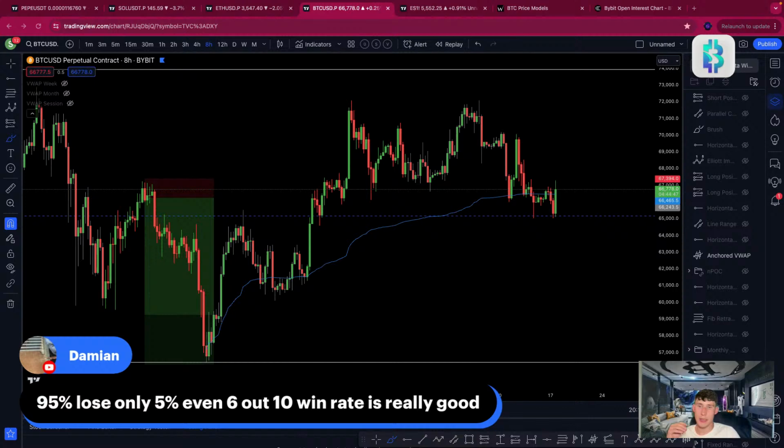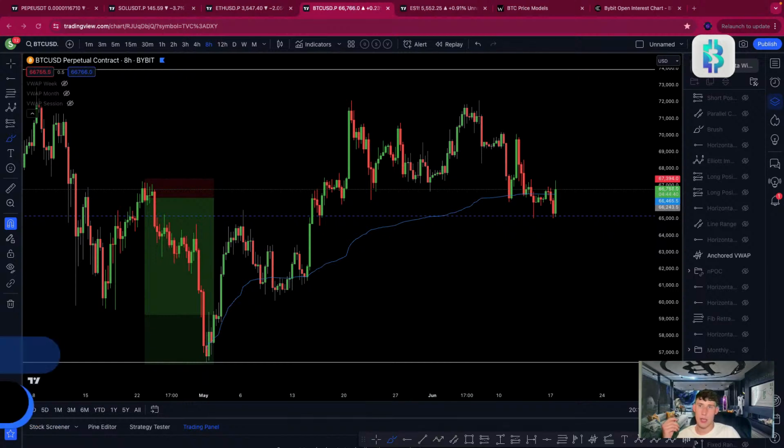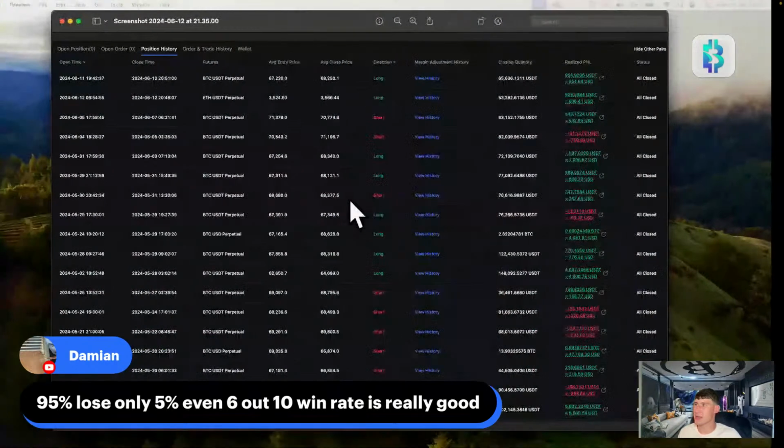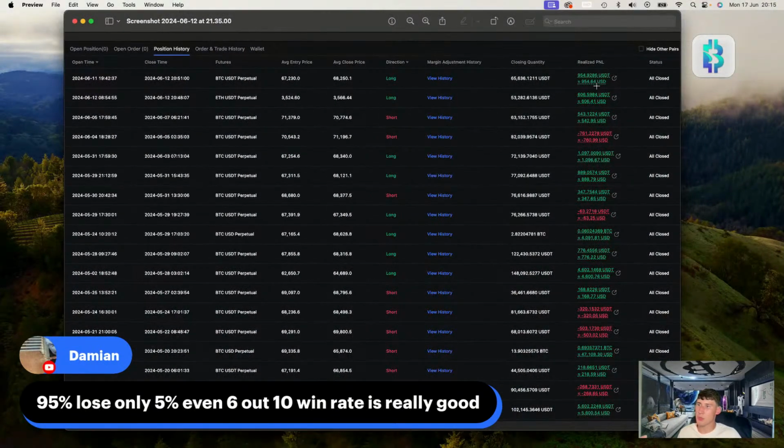95% lose and 5% even. 6 out of 10 win rate is really good. Hopefully I didn't say it wrong, but exactly. Like 95% of traders lose money. The 5% that are profitable traders, they don't win every trade, right? I was using this as an example. This was every single trade I took over a 1 month period. Of course, I have taken one $400 loss since this.